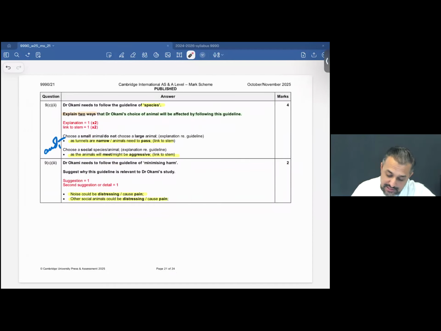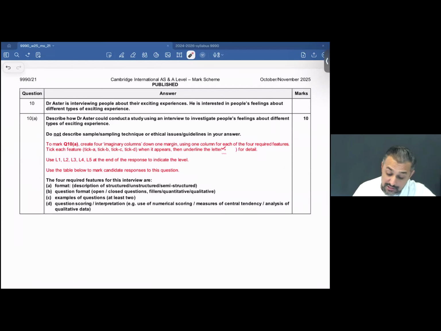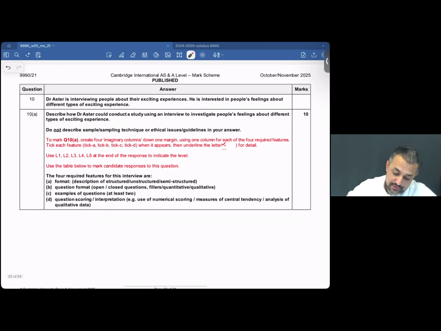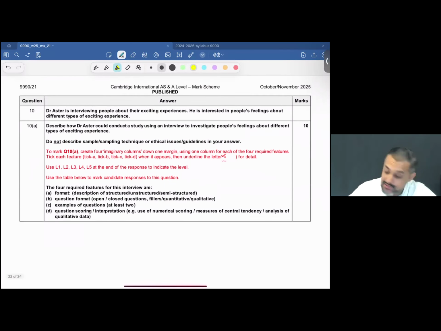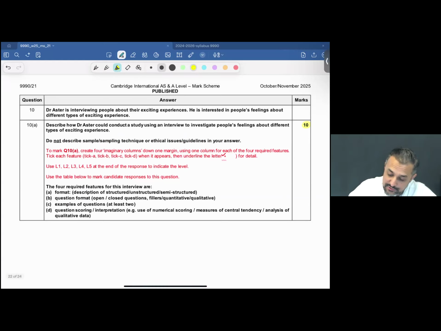Now, taking this ahead, Bismillah ar-Rahman ar-Rahim, the last question, and this is the one that I see students not being very happy about. For this particular question, which is always the last question, it is divided into parts. The first part is of 10 marks, where you are asked to plan a study. Dr. Astor is interviewing people about their exciting experiences. He's interested in people's feelings about different types of exciting experience.